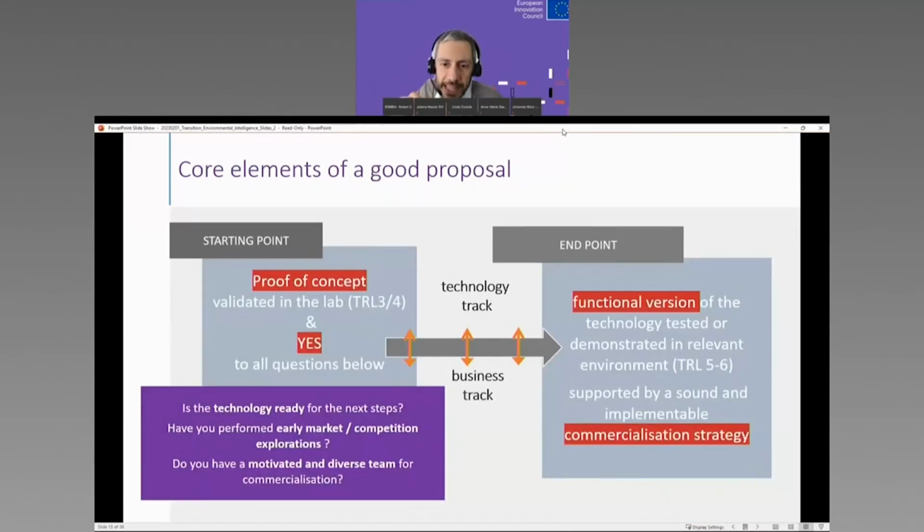As I said before, the starting and ending point, we can see this in two ways, the technology and the business track. We want this technology to be brought from validation in the lab up to the prototype, but at the same time we want the business track to arrive at the end point where the functional version is ready and the commercialization strategy has been set up, as well as the exploitation strategy.